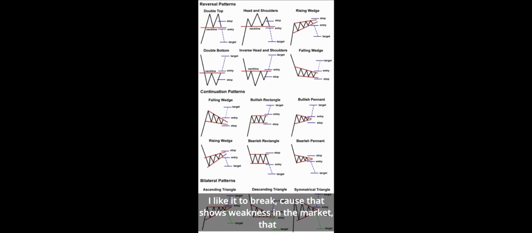If you notice on this head and shoulders, the low that leads to the highest high doesn't get broken. So to me, I don't like entering those. I like it to break because that shows weakness in the market. That shows that sellers are in control. Then when it bounces, short that, goes down. Let's look at some of these patterns and I'll tell you what I think of them.